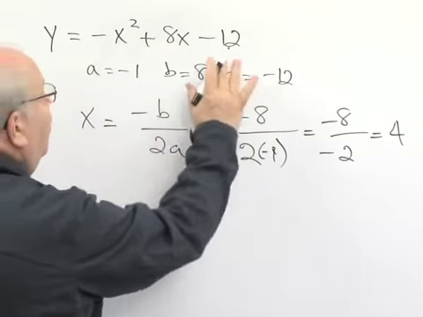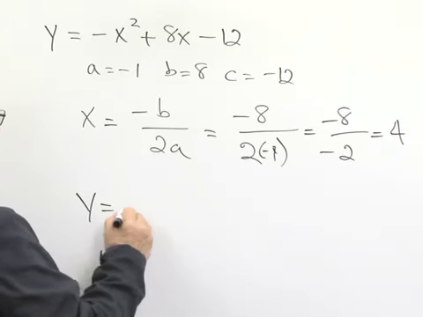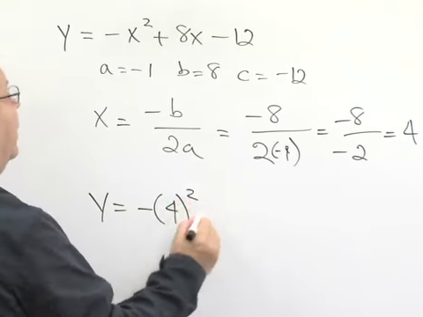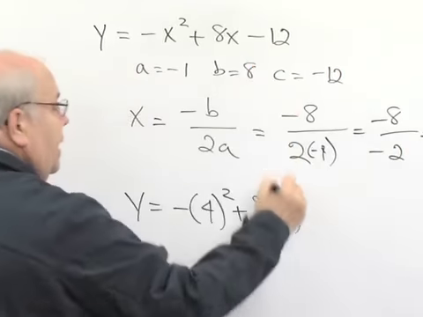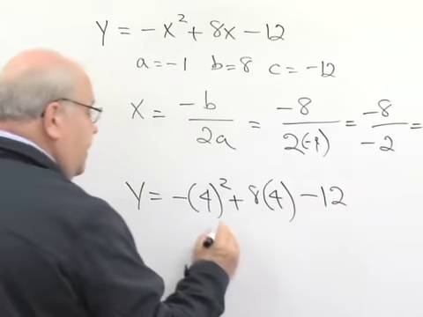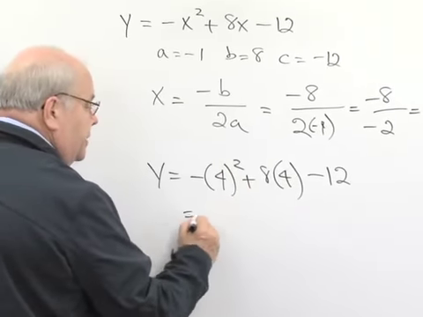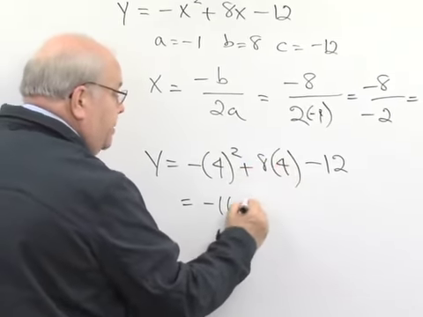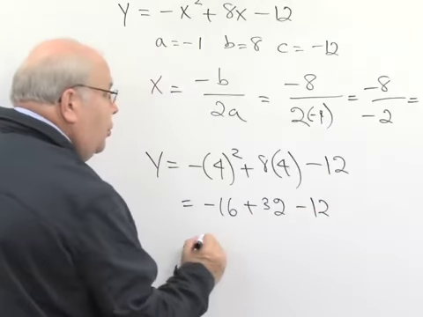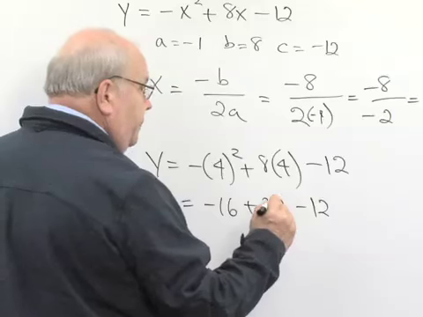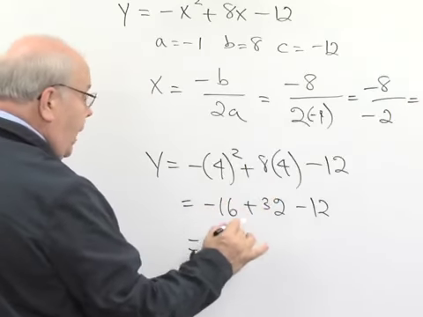What is y when x is 4? We'll have to find out. So we have minus x squared, minus 4 squared, plus 8x, plus 8 times 4, minus 12. This gives us a -16, because 4 squared is 16, but there's a minus sign in front. 4 times 8 is 32, minus 12. So we need to combine these numbers together, and if we do that, we see that we have y equal to 4.